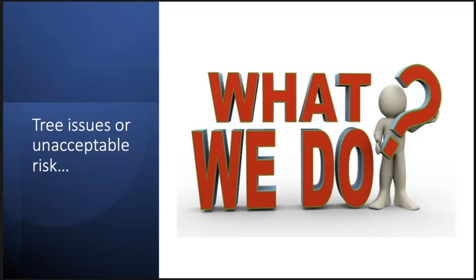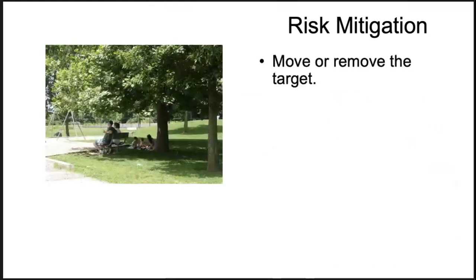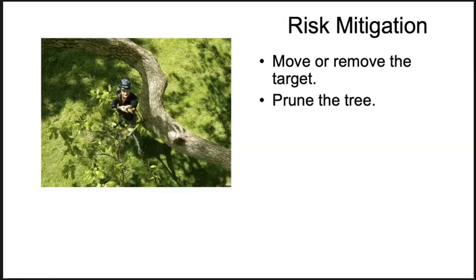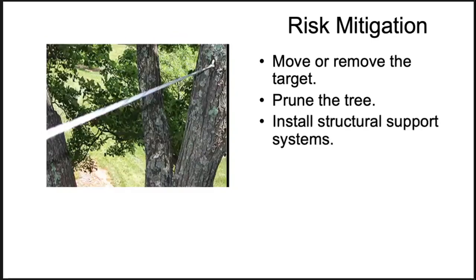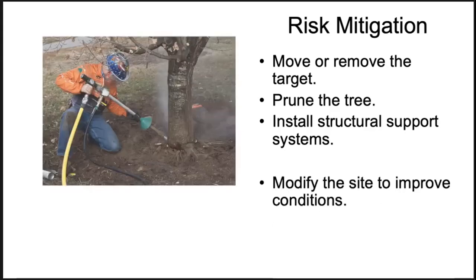All right, so we've identified some tree issues or unacceptable risk. So what do we do? There are some strategic ways of reducing risk to an acceptable level. If we can move or remove the target, that's certainly one of the best things we can do. It may be temporary. Prune the tree if there are dead branches or stems that need removed; it may be as simple as that to make it safe. Installing structural support such as cabling or bracing may help mitigate that risk, especially on co-dominant stems and branches.